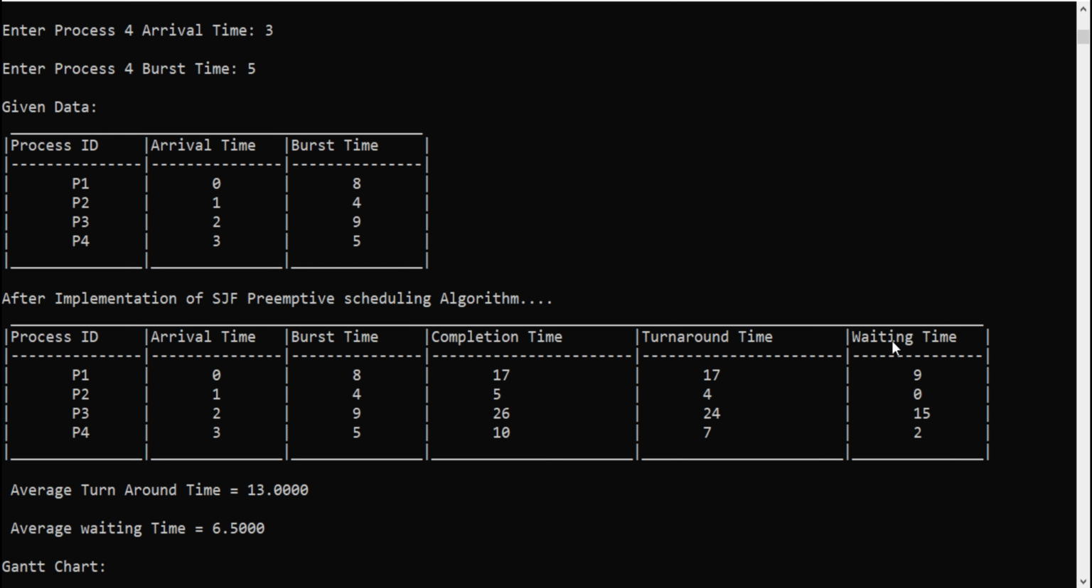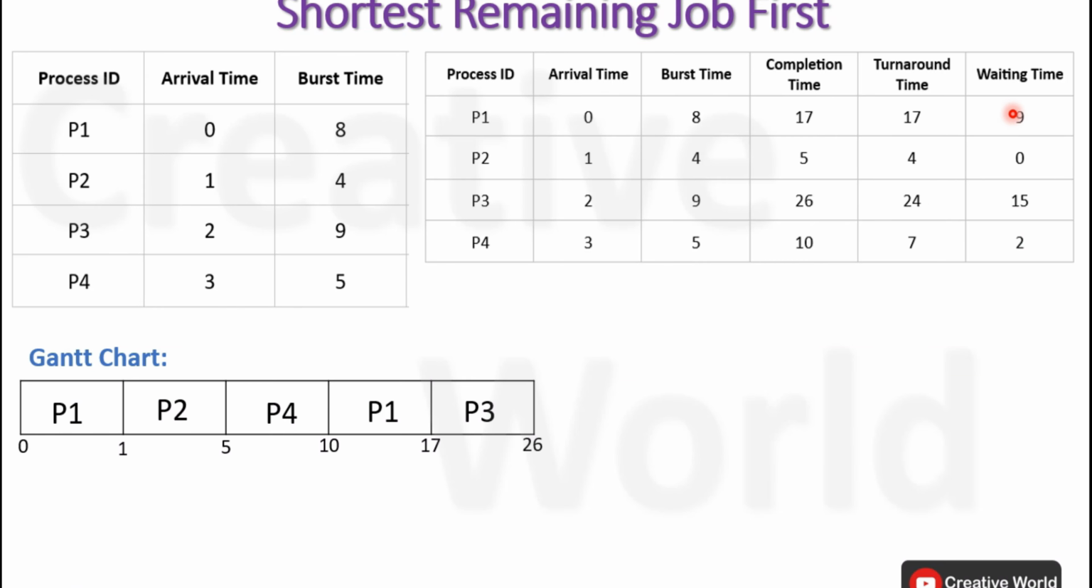And the waiting times are 9, 0, 15 and 2.